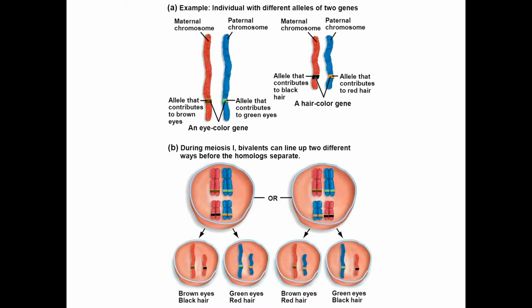Alright, so here you're looking at an example of 2 chromosomes. They're homologous, so one pair, you have genes for eye color. Notice that for the genes for eye color, on the maternal chromosome you have brown eyes, and on the paternal chromosome you have green eyes. Looking at this other chromosome, you have a gene for hair color. So we have black and we have red.